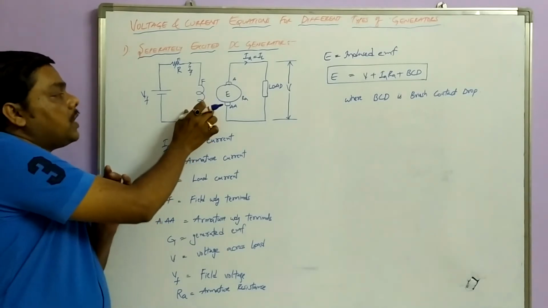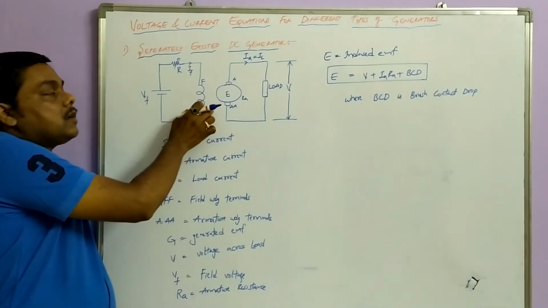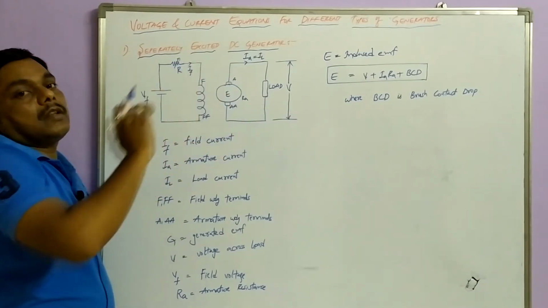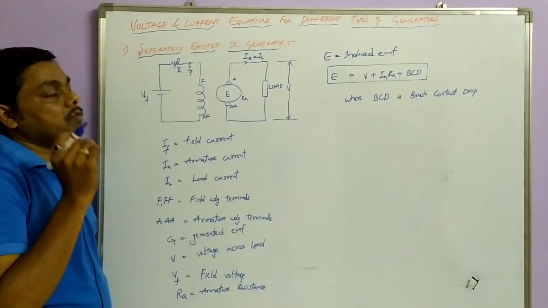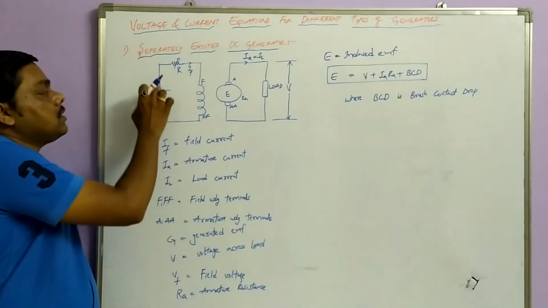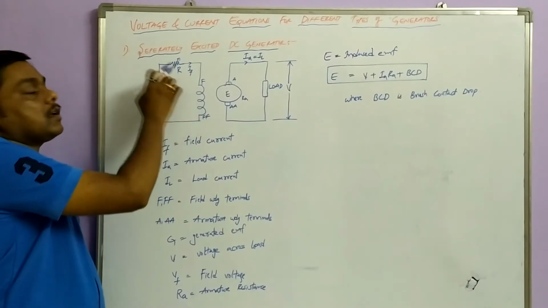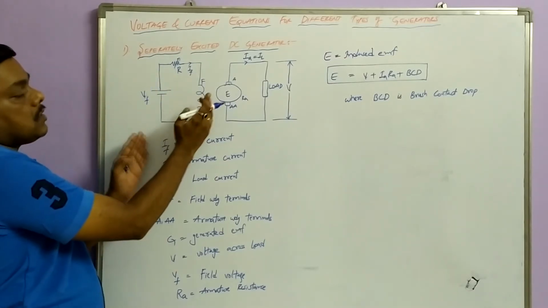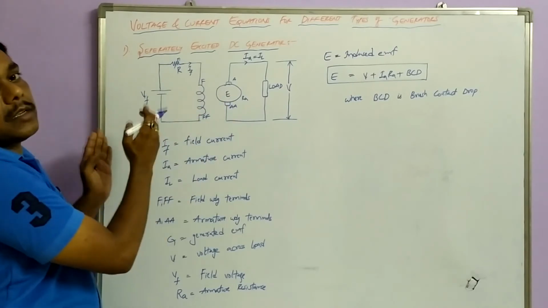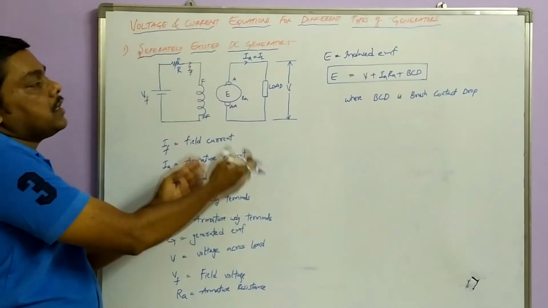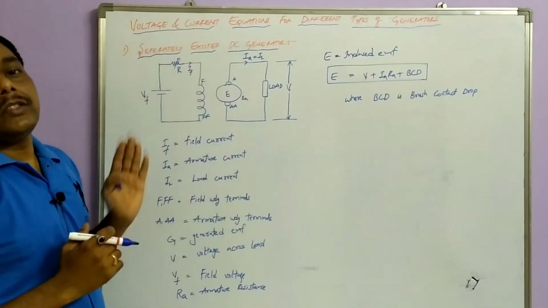This field winding is excited with an external DC source, unlike self-excited generators, where the field winding itself excites. But here I am using an external DC source like a battery, VF. So that's why this is called separately excited. If the field winding is separately excited, then it is called a separately excited DC generator.